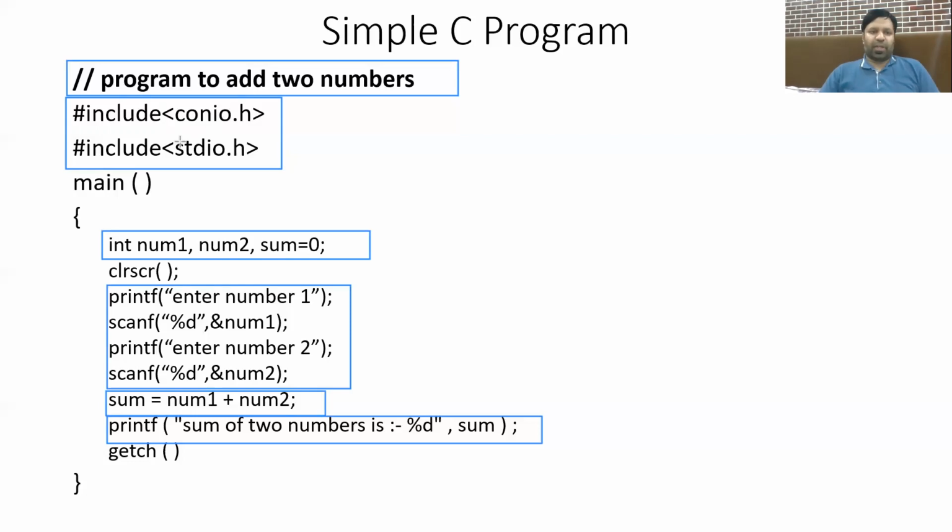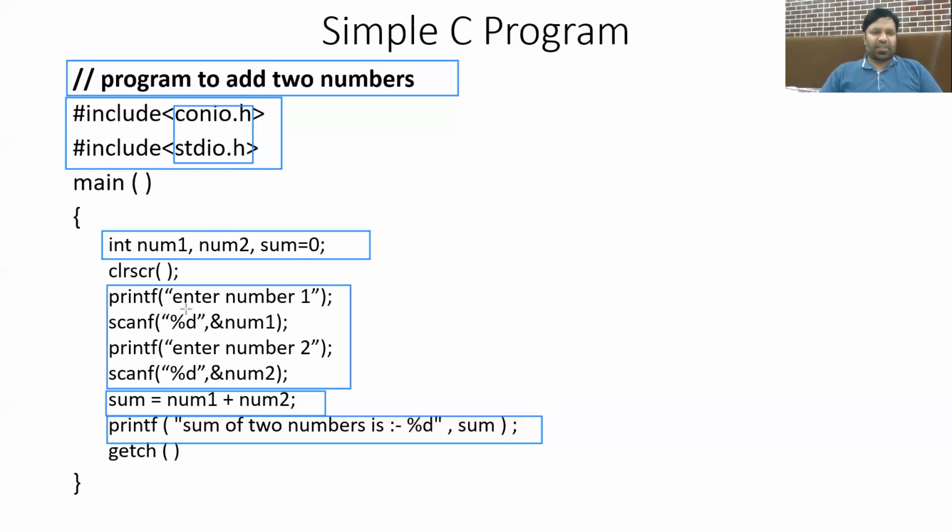What are conio.h and stdio.h? These two are called the header files. These come with the compiler and these include the prototypes of various inbuilt functions that we are going to use. So whichever functions are already available with the C compiler, we can use them in our program by including the respective header files.